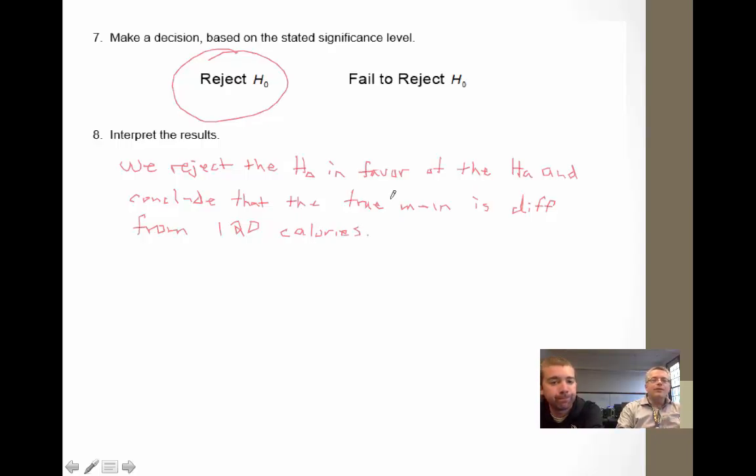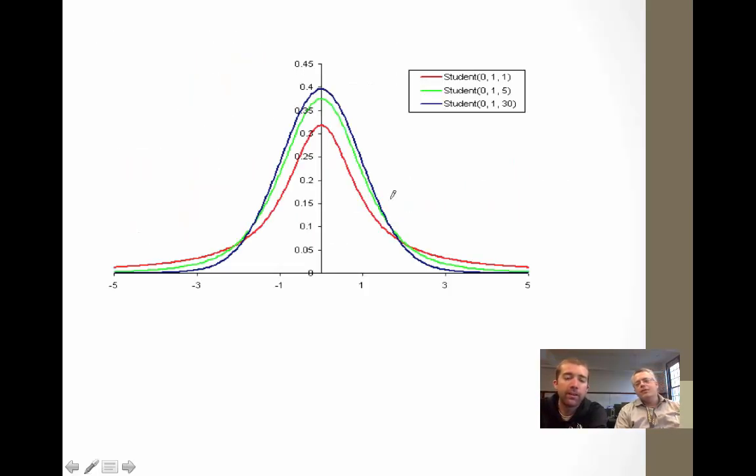One difference is using a t-distribution. Okay, that's not going to be so bad. No, I don't think so. All right, so just to show a little bit, here's a colored graph. The red graph is a t-distribution with 1 degree of freedom. The blue one is 30.